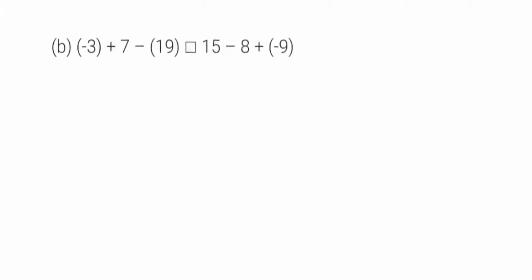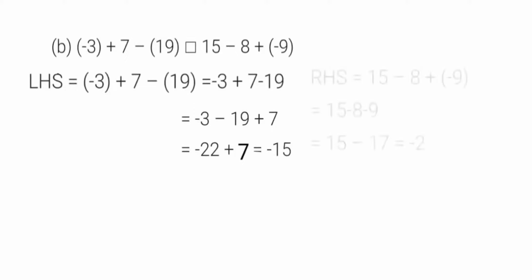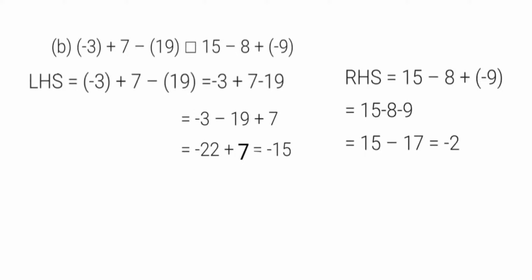Second bit, minus 3 plus 7 minus 19 in left hand side, and in right hand side 15 minus 8 plus minus 9. So let's solve the left hand side. Expression is minus 3 plus 7 minus 19. When you open the bracket, minus 3 plus 7 minus 19, then rearrange the negative terms first. So minus 3 minus 19 plus 7. By using the rule, we will add the negative numbers. So minus 3 minus 19 is minus 22 plus 7, that is equal to minus 15.